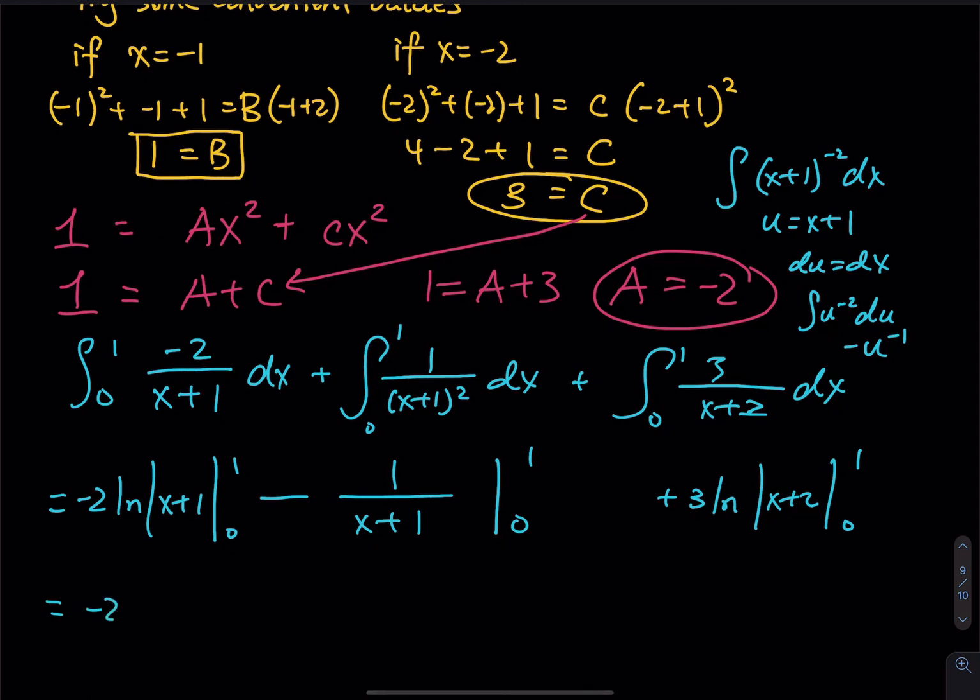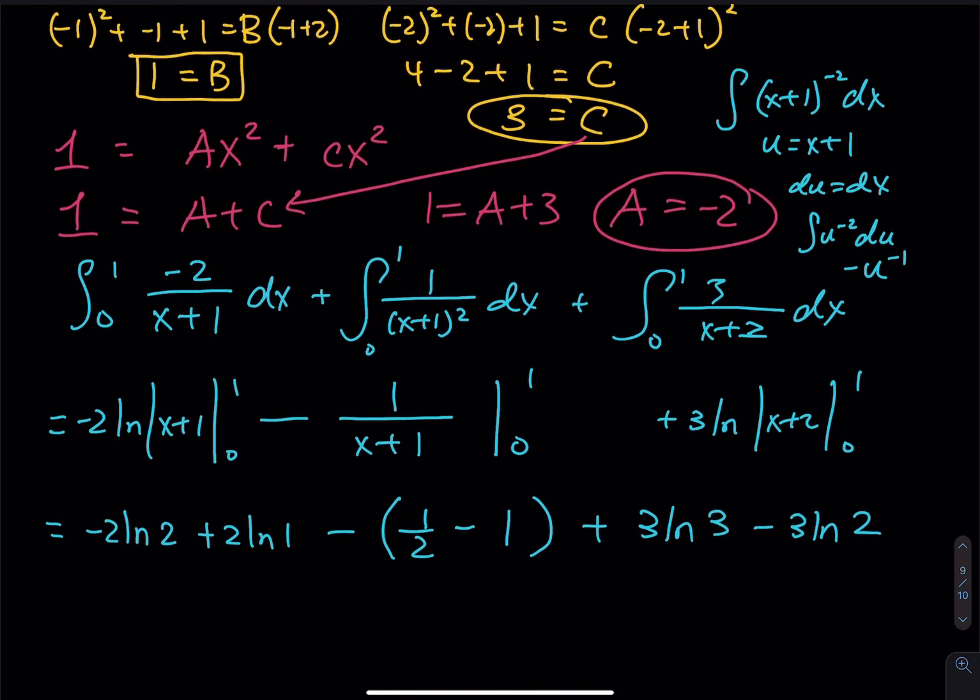Okay, so we have negative 2 ln. Plug in the 1, you have ln 2. And then plug in the 0, you have minus minus, then that gives you a plus ln 1, that will be 0 anyway. Minus, plug in a 1, so that will be a 1/2. Plug in a 0, that is 1, and then plus 3, ln 1 plus 2, and then 0 plus 2.